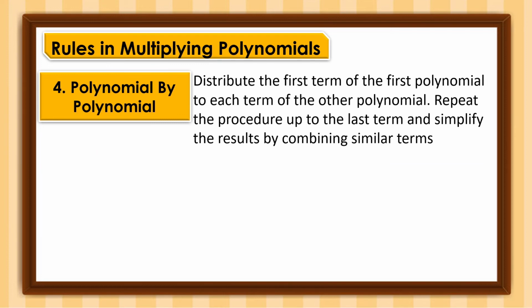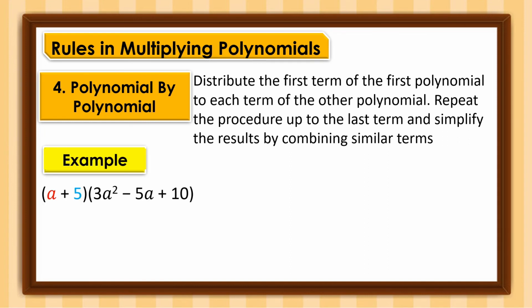The next rule is polynomial by polynomial. So here is how we multiply a polynomial by another polynomial. We will just distribute the first term of the first polynomial to each term of the other polynomial, and then repeat that procedure up to the last term and simplify the result by combining similar terms.